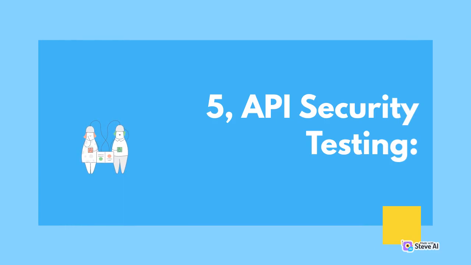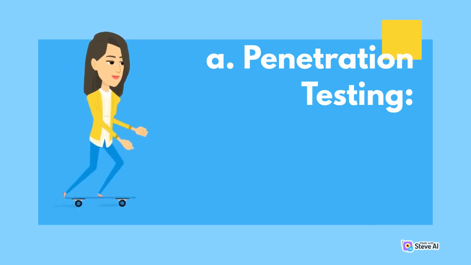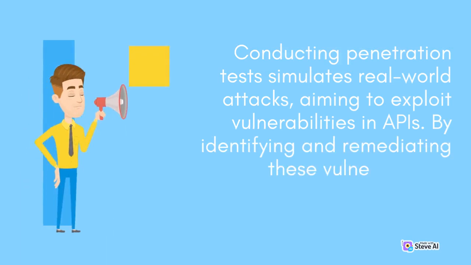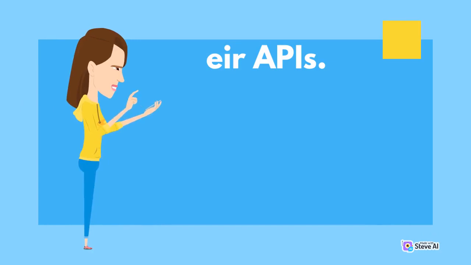5. API security testing. Regularly testing APIs for security vulnerabilities is crucial to identify and address potential risks. Here are some recommended testing techniques. A. Penetration testing. Conducting penetration tests simulates real-world attacks, aiming to exploit vulnerabilities in APIs. By identifying and remediating these vulnerabilities, organizations can ensure the security of their APIs.